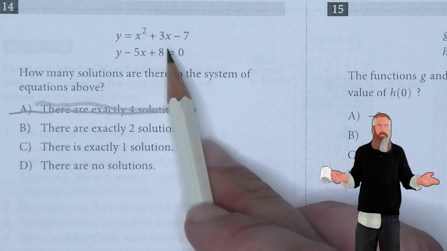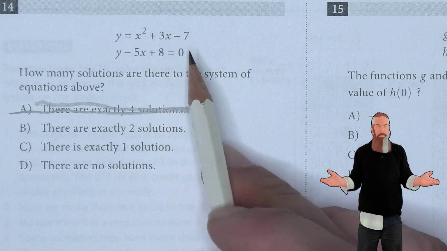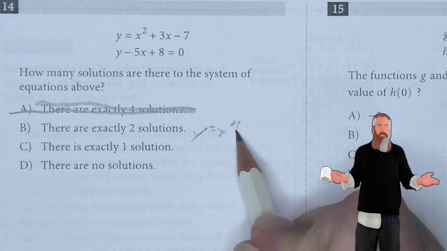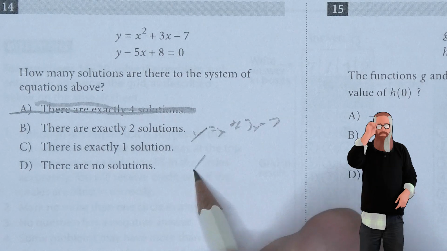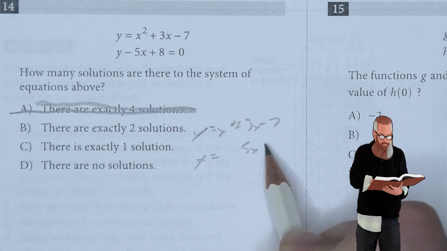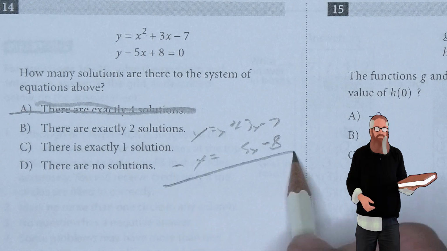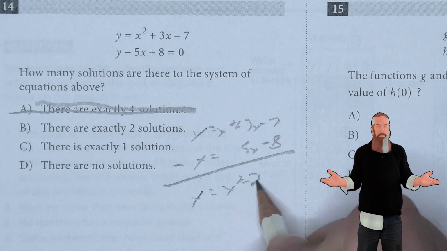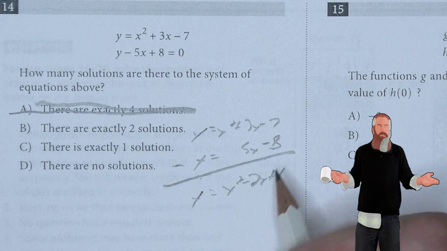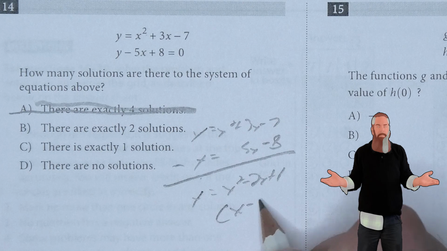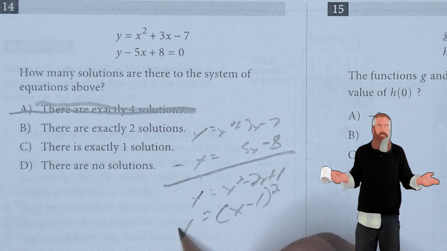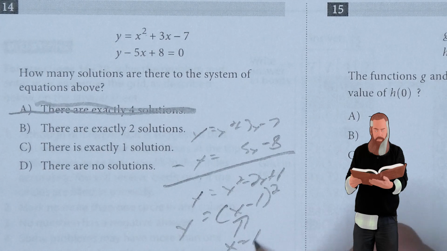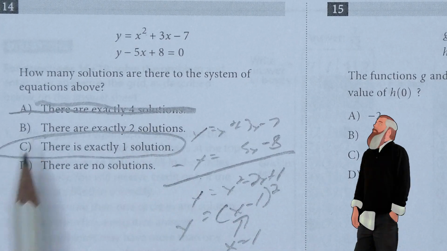Let's subtract the bottom equation from the top equation. But before we do that, let's actually get them both in the same form. So y is x squared + 3x - 7, and y is 5x - 8. That way I can subtract these two equations, giving me y is x squared - 2x + 1. This allows me to see it as a factored form of (x - 1) squared being equal to y. This means I have only one answer where x is 1. So there is exactly one answer, C.